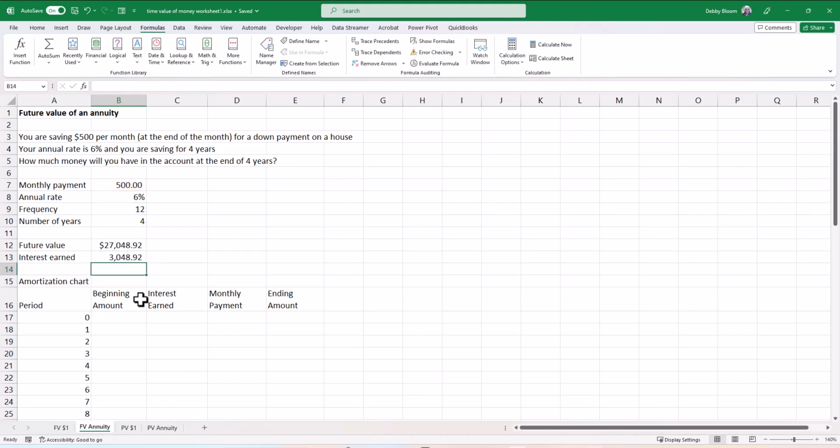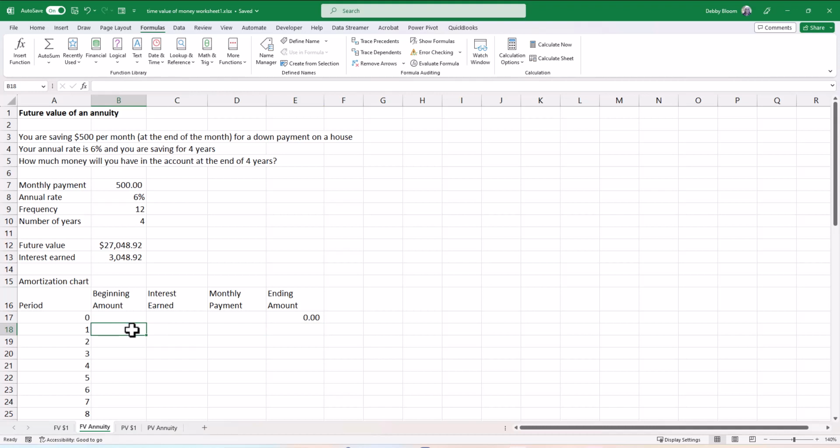We have earned a total of $3,048.92 over the 4 years. Now let's amortize this, and we know we're correct if we come down to a future value of $27,048.92. So for period 0, the ending amount is 0. So in cell E17, I'm going to type a 0.